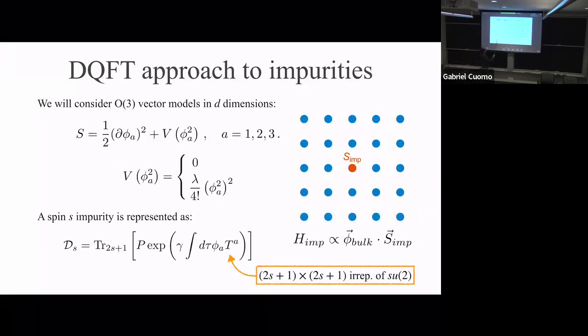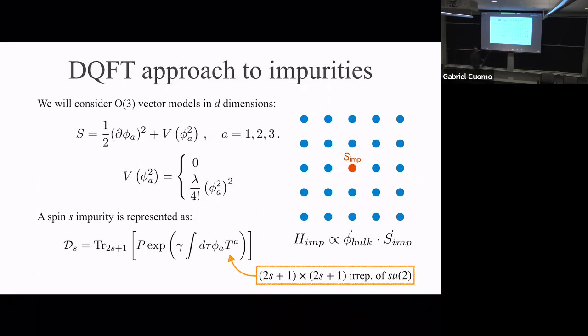So your defect now is written as a trace of a path-ordered exponential of phi times a matrix T. Why is that? The trace is over 2s plus 1 states, which just represents the 2s plus 1 dimensional Hilbert space of the spin impurity. So this has some spin, it has some finite dimensional Hilbert space. Path order. T is Hermitian, and gamma is not imaginary. I mean, Euclidean time now. Sorry, I should have said that.